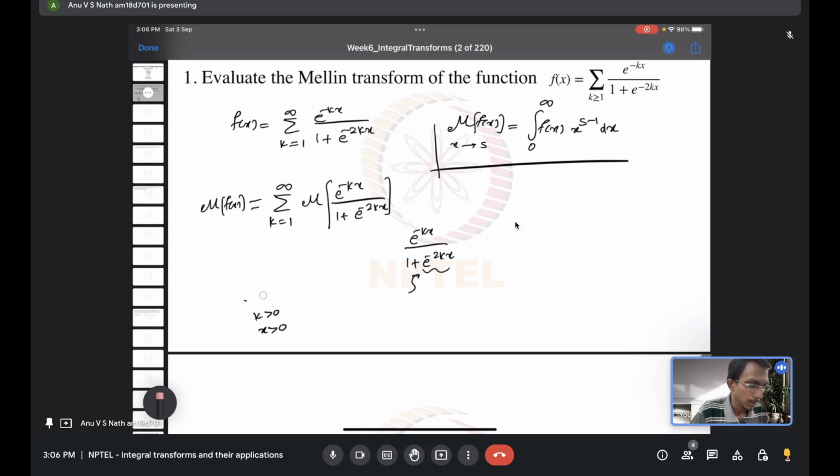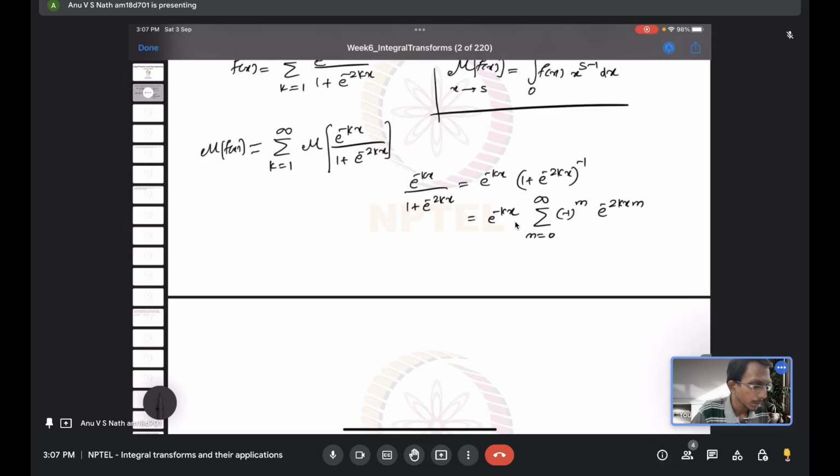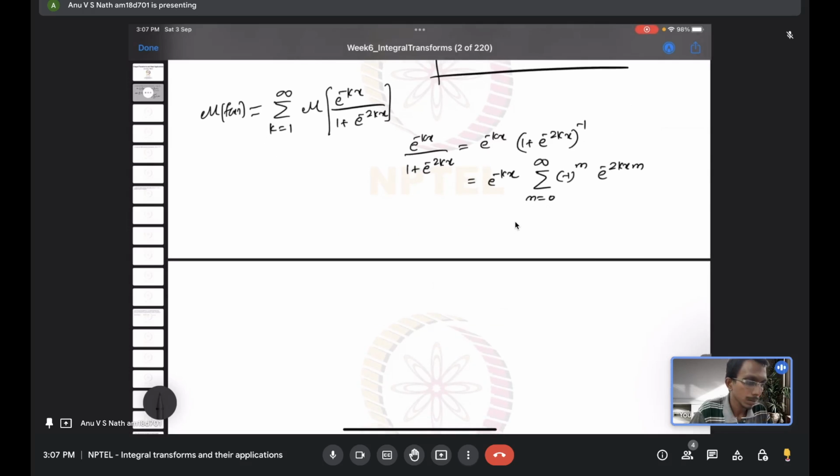So we can use the binomial expansion. We can write e raised to minus kx into 1 plus e raised to minus 2kx the whole raised to minus 1. Now using binomial expansion, we can write this as e raised to minus kx times the series over m equal to 0 to infinity of minus 1 the whole raised to m e raised to minus 2kx m. So this is just the binomial series. Okay, so now we come back to this definition.